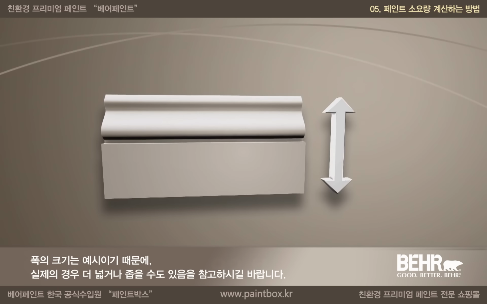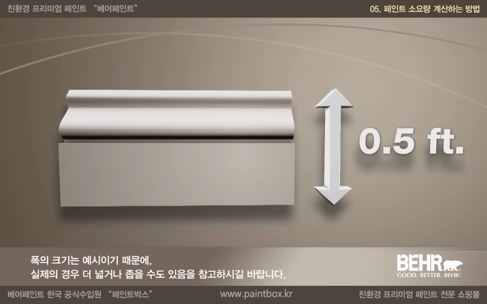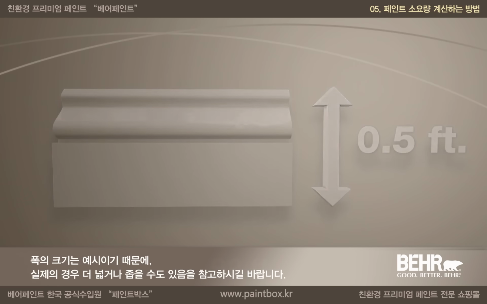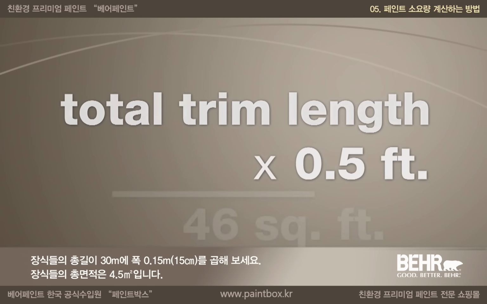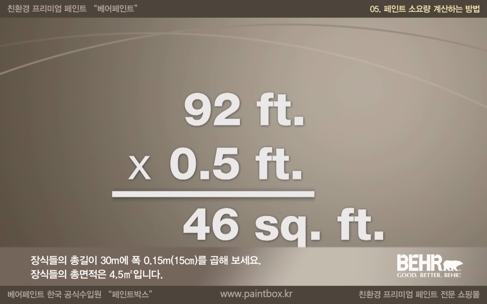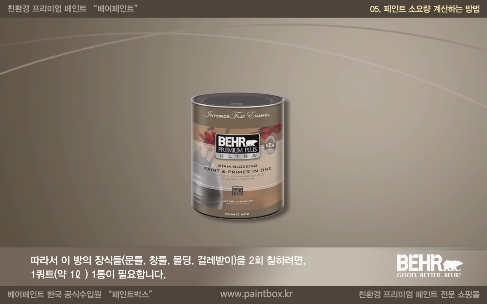One estimate of trim width is 6 inches wide, or half a foot. Your trim may be wider or narrower, but this will provide a rough estimate. Multiply your total trim length by 0.5 feet. In this room, there's approximately 46 square feet of trim. We'll need 1 quart of paint to put 1 coat on the trim.